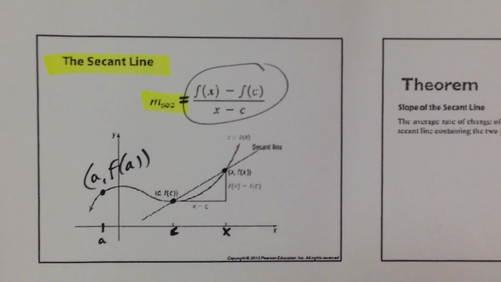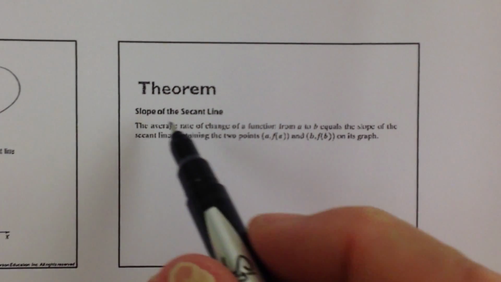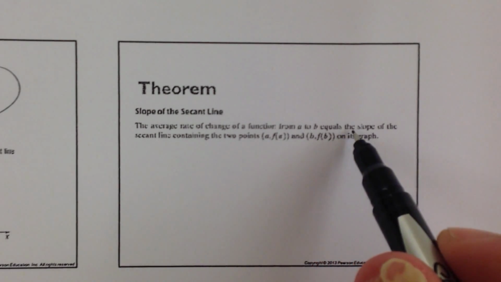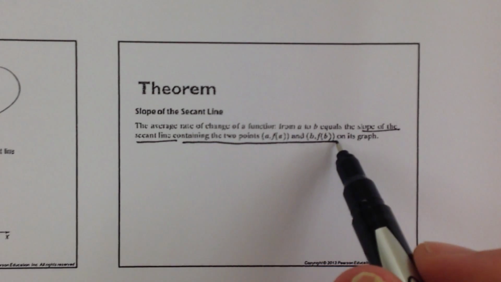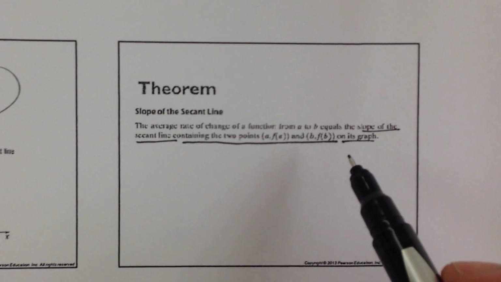So the bottom line is, to come in for a landing, the average rate of change of a function from a to b equals the slope of the secant line containing the two points a comma f of a and b comma f of b on its graph, as we just saw.